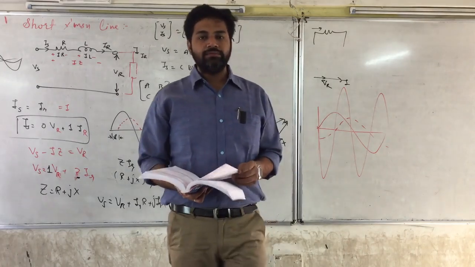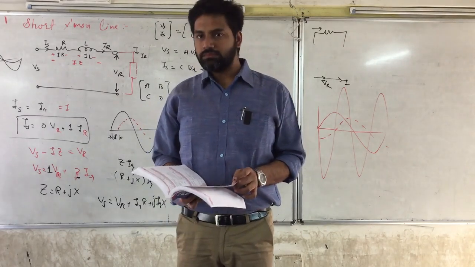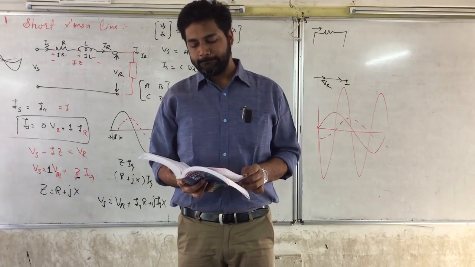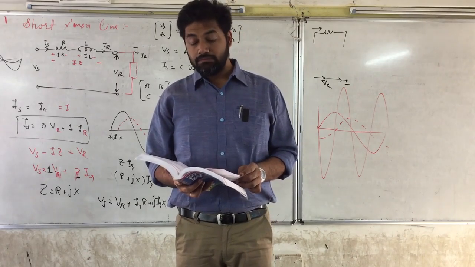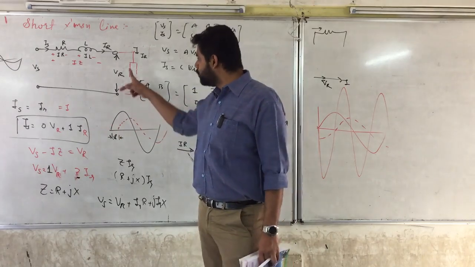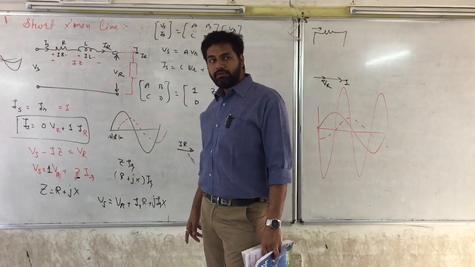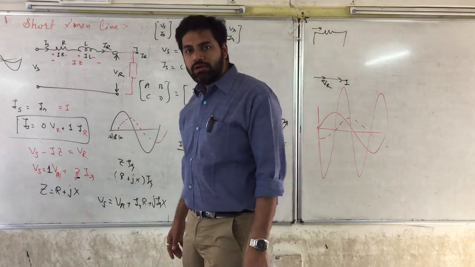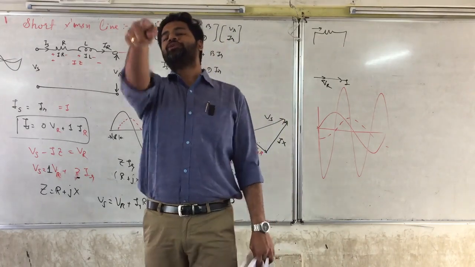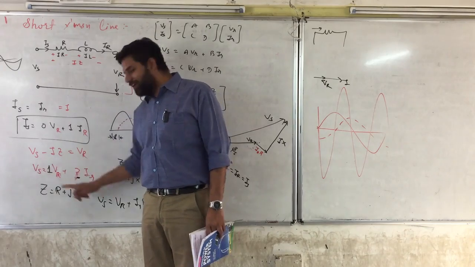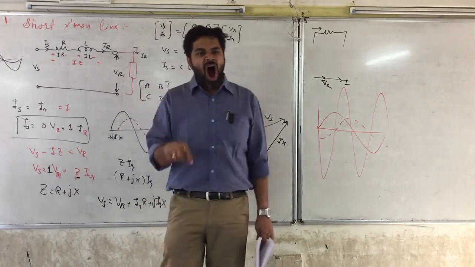Do you know regulation? Okay, I will explain, no worry, I know it. Regulation is no load minus full load upon full load. What is the no load voltage then? What is no load VR? VS. Yes, VS. There you go. So current is zero, so I is zero. So VS is equal to VR. So no load.